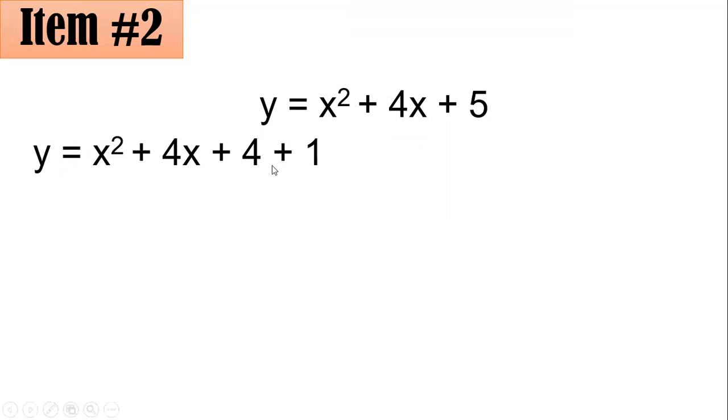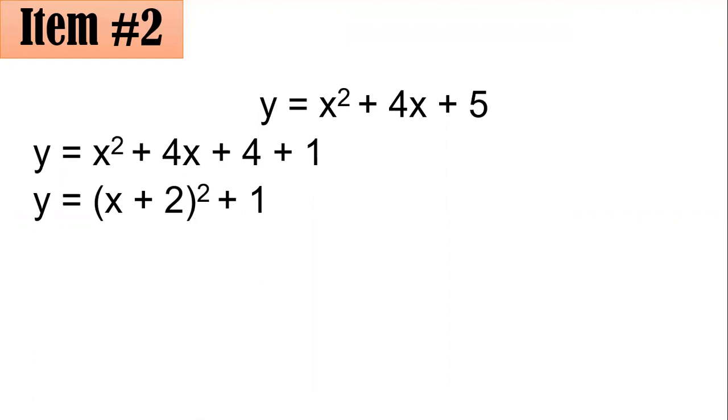That's why there is a good reason I split 5 into plus 4 plus 1, with the intention of grouping x squared plus 4x plus 4 and later expressing it as a square of a binomial. Here, you could see that x squared plus 4x plus 4 is x plus 2 quantity squared, but we still have the plus 1 here. And remember, this is now the vertex form of your parabola.